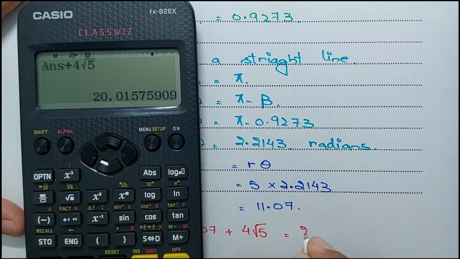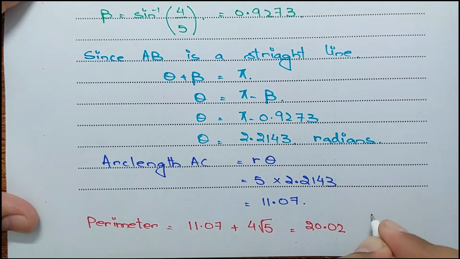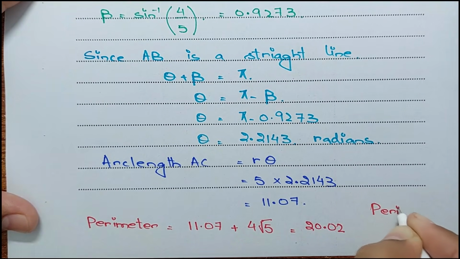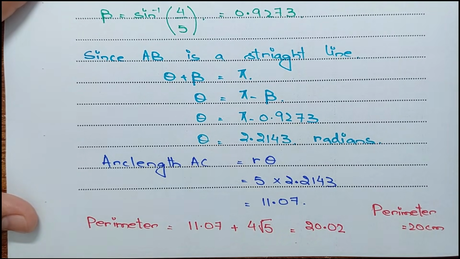20.01, 20.01 rounded to 2, 20.02 is the perimeter, or we can say the perimeter is equal to 20 centimeters. That is the perimeter.